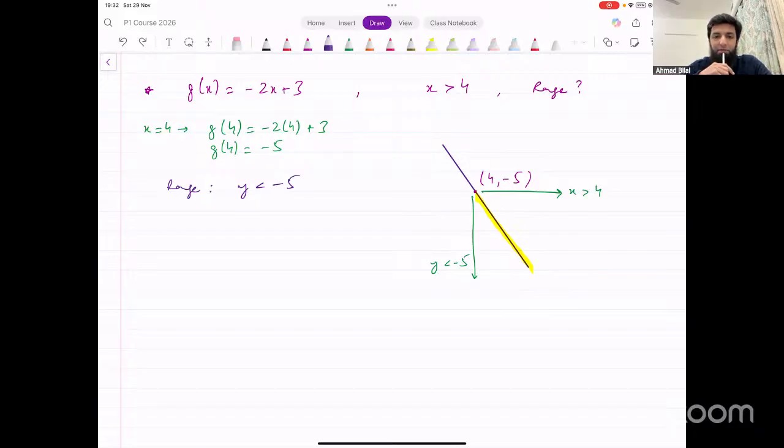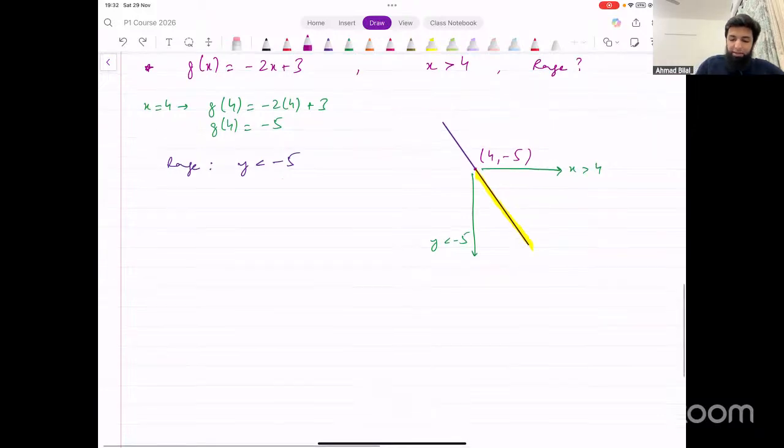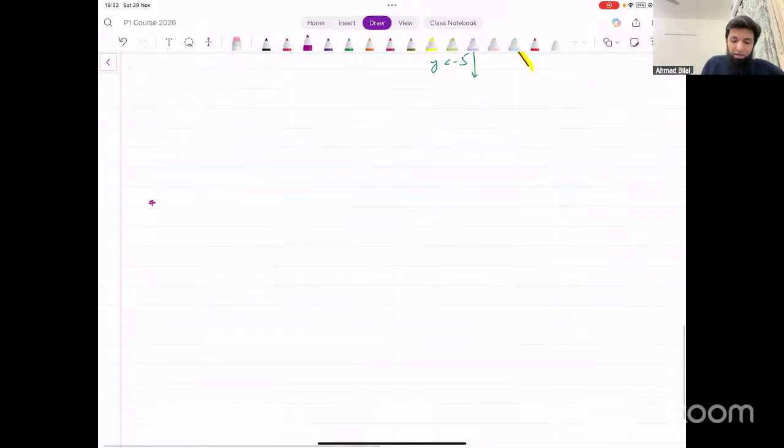Any problems with this? No? Let's take another example. Let's say I have another function now, let's call that h of x, and that looks like this: minus 7x plus 2. And the domain of this function is x between -2 and 5. Or let's suppose -3 and 5.